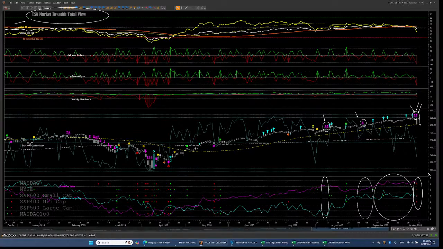In what? In Nasdaq, broad market, NYSE, small cap S&P 1600, mid cap S&P 400. Which two pockets did not have distribution count? S&P 500 large cap and Nasdaq 100, which is most impacted by mega caps.